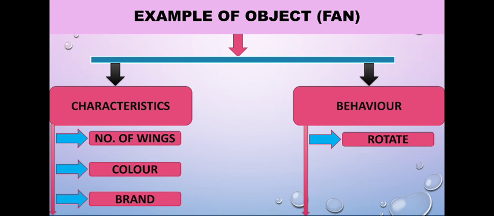One example I have given here: fan. As per the definition, a fan should have some characteristics and behavior. So look at the characteristics: number of wings, color, brand, price also, and behavior: rotate. Like a fan, you can give any examples like pen, table, car, mobile, etc.